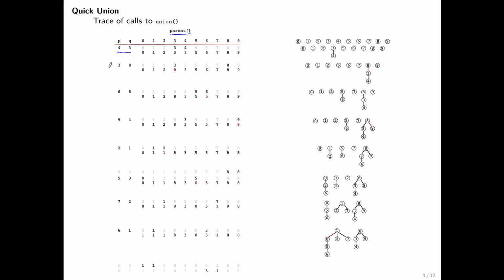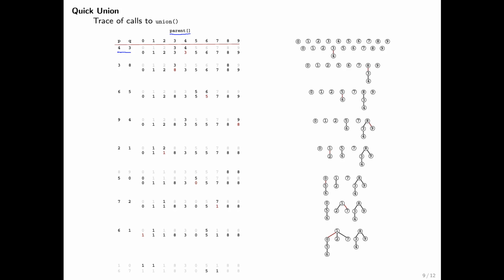And what did we do in the union method? We first find the component ID or the root of P, which is simply 4, and we find the root of Q, which is 3. Now they are not the same, so what we do is we try to establish a connection. But if you remember the code, what did we say there? We said parent of root of p equals root of q.